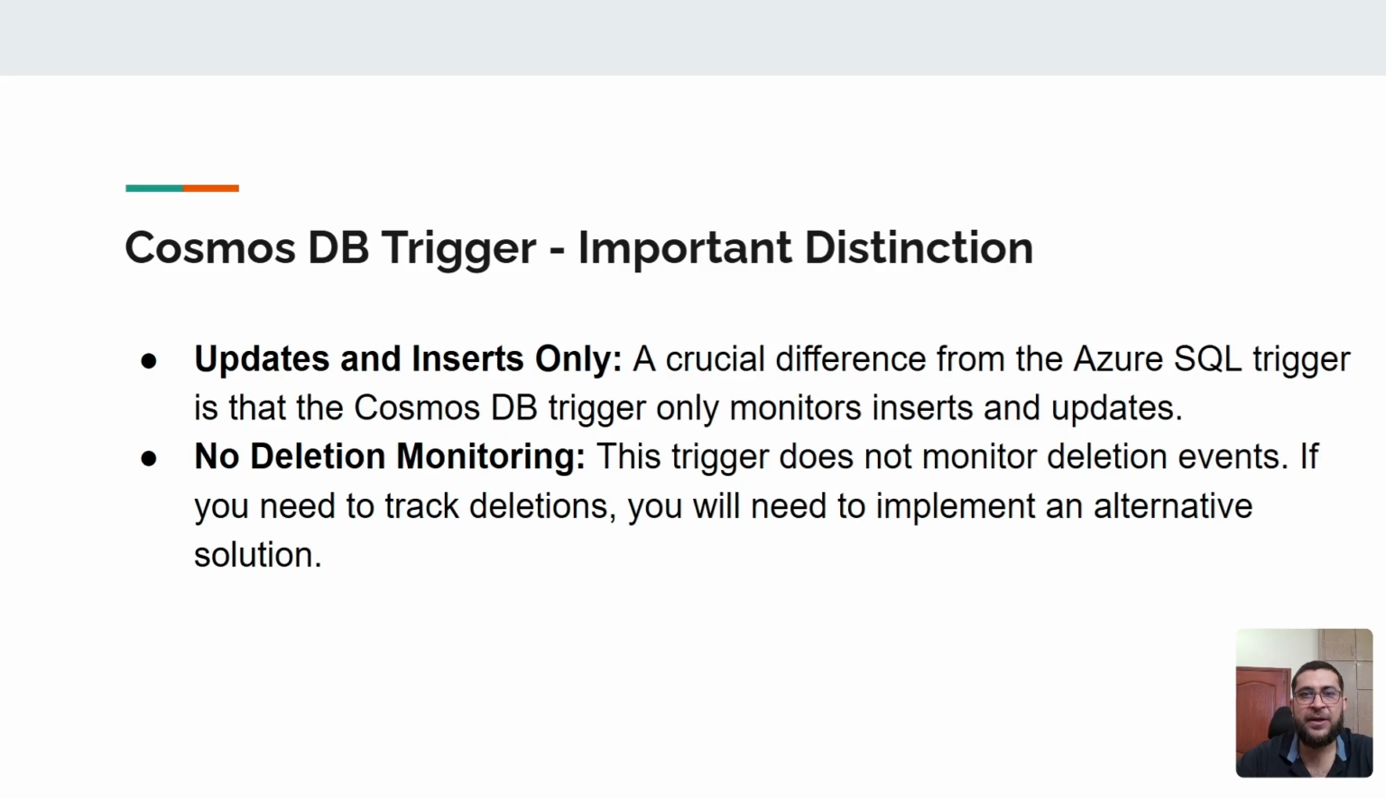And there is one important distinction, a critical difference from the SQL trigger: the Cosmos DB trigger only monitors insert and update, not other cases like delete. This trigger does not monitor deletion events. If you need to track deletion, you will need to implement an alternative solution. So this is one of the important distinctions.